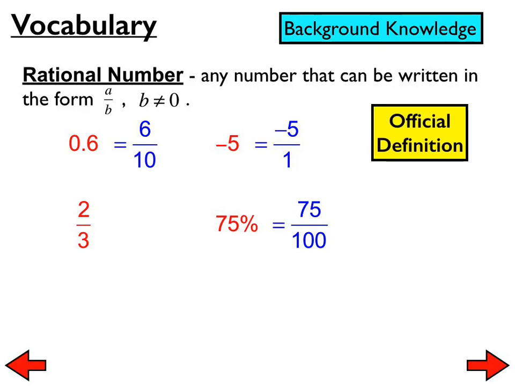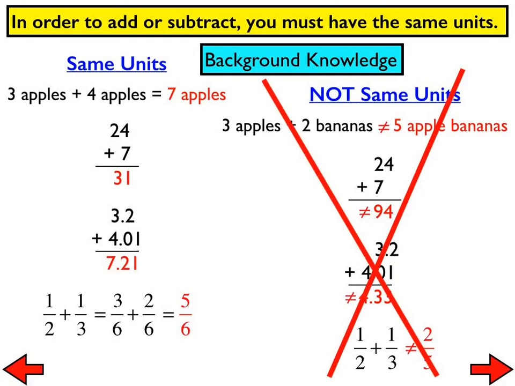not equal to 0. We talked about the fact that in order to add or subtract things, we need like units or same units and fractions. That means we need to have a common denominator. With decimals, we need to make sure that we line up the appropriate units. So ones need to be lined up, tenths, hundredths, and so on.